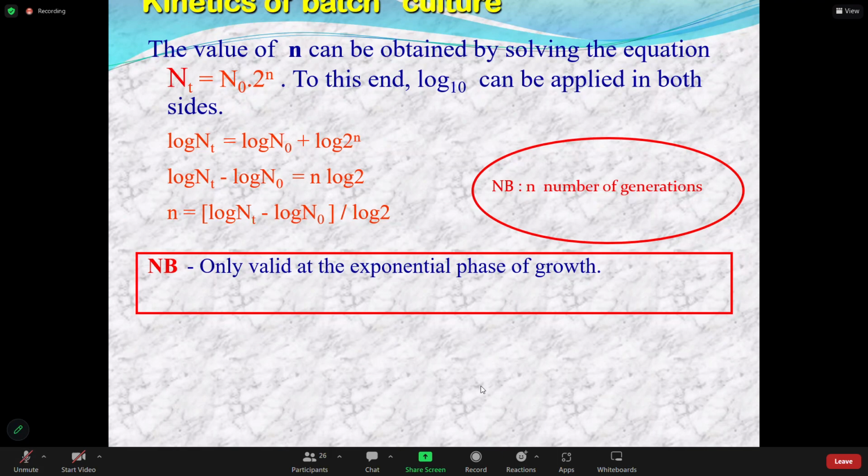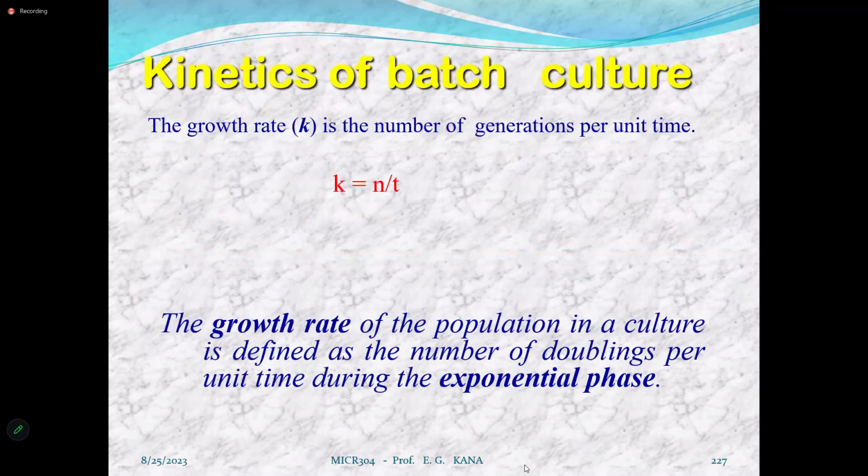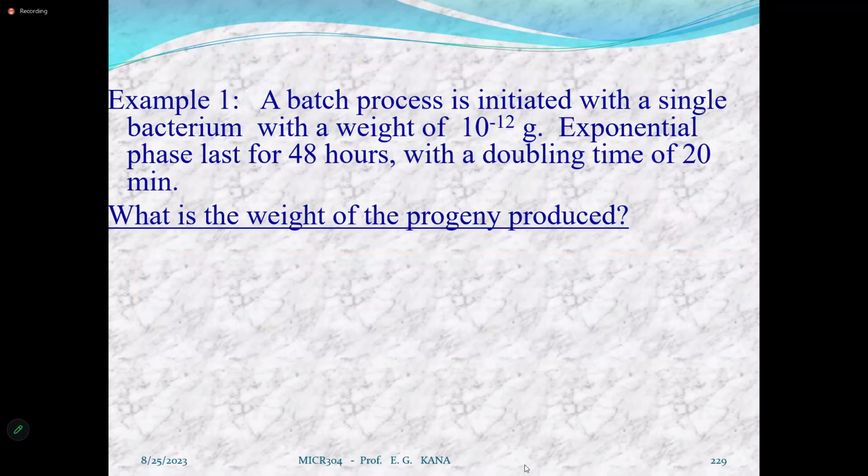Sorry, Quan, I didn't get you. What's the value of n? 3. Why? Because we did not take into account the lag phase. Am I right? Yes. Great. That's why we said this formula applies at the exponential phase. You assume that at the lag phase, cells are basically not growing. Okay, I'll come back to this.